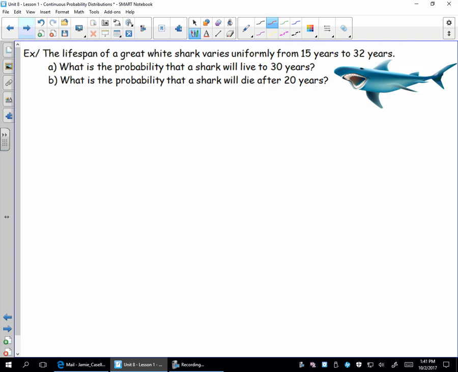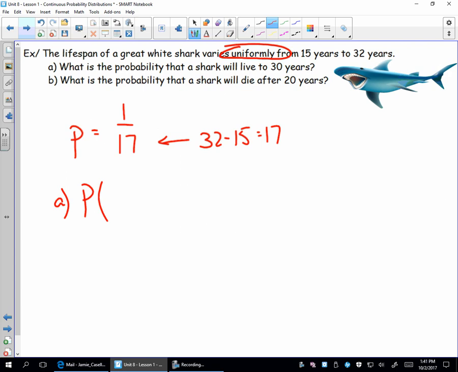The lifespan of a great white shark varies uniformly from 15 to 32 years. So in other words, the probability of any 1 year of living to a certain length would be 1 out of 17. I get 17 because I know the difference between 32 and 15 is 17. So for part A, what's the probability the shark will live to 30? So it dies after 30. So I want to be greater than 30. What does that include? Well, based on this, they live from 30 to 32. That's 2 different things. And each has a 1 in 17 chance of living. So 2/17.